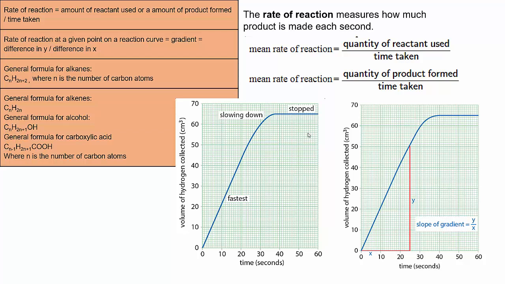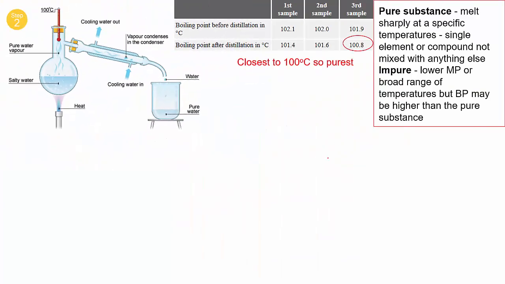So we must also remember pure substances are ones that have a single type of substance in it, whether it's an element or a compound. A pure substance has a very specific melting point and a boiling point. Now what you could do is, if an impurity exists in a sample, it would lower the melting point.